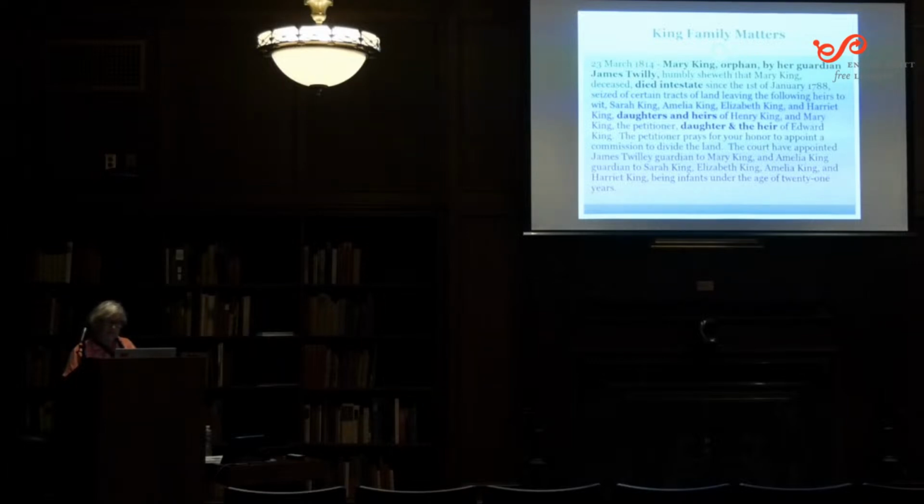Mary King, orphan, by her guardian, James Twilley, shows us that Mary King, deceased, died intestate, and how certain tracts of land went to the different heirs. And notice how many of those were women: Sarah King, Amelia King, Elizabeth King, and Harriet King, daughters and heirs of Henry King and Mary King. So it gives you right there a whole bunch of names and their connections and how they were connected. And it gives you some dates and places and who was appointed a guardian.